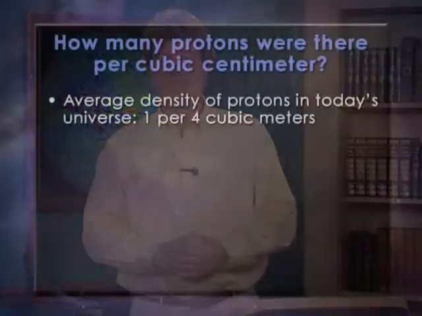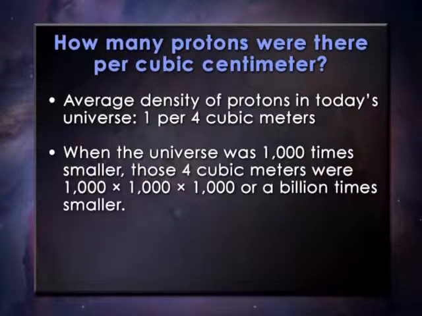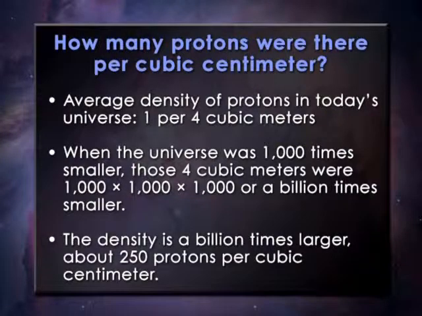That's how many protons in this cube of sugar, in the volume described by this cube of sugar, not the sugar itself. This is actually easy to figure out. Using the average density of protons in today's universe, and that's 1 per 4 cubic meters, back then, when the universe was 1,000 times smaller, those 4 cubic meters had 1,000 times 1,000 times 1,000, or 1 billion times smaller volume. So the density was 1 billion times larger, which works out to be about 250 protons per cubic centimetre.